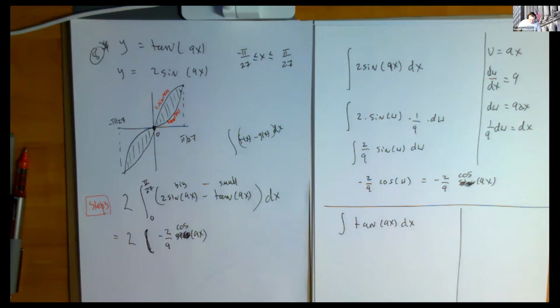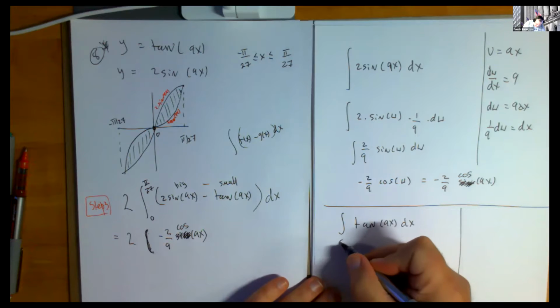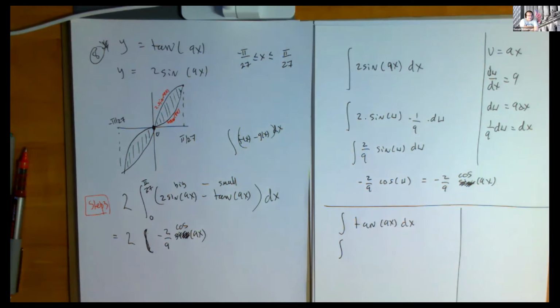Okay. This fella here has an issue. The U sub 9x will not help you, because if you use the U sub 9x, all you will end up getting is 1/9 of tan u du. And you'll still be in the same boat as you were. You still don't know the antiderivative. So you got to approach this differently.